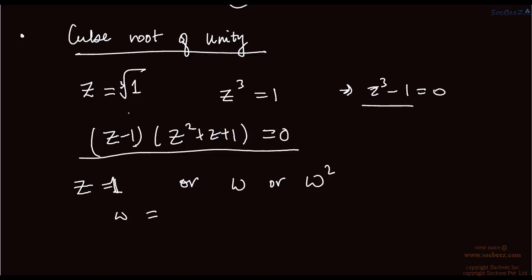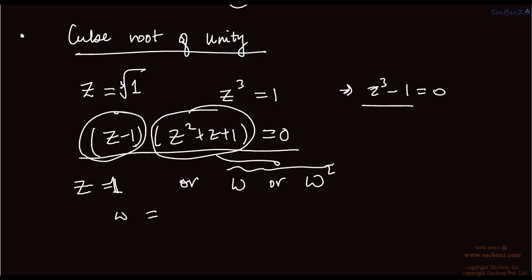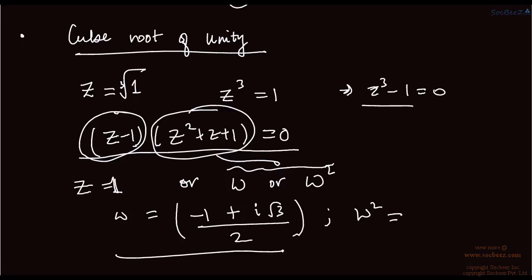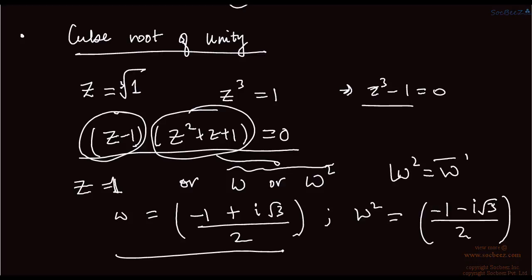Where 1 is the root because of this, and because of these two we have omega and omega square. Where omega is minus 1 plus I root 3 by 2, which is a complex number. And omega square, if you do the square of this, you will get omega square as minus 1 minus I root 3 by 2. You can see that omega square is omega bar, the conjugate of omega. Can you see that? Because the sign of the imaginary part is changed.